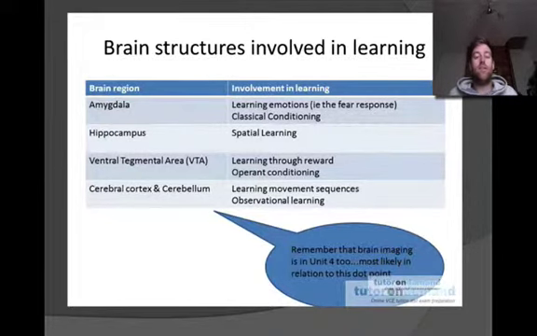The hippocampus is involved in spatial learning. You can remember the rats, and also the creation of long-term potentiation. We also have another area called the ventral tegmental area. Sounds pretty fancy, but you can just call it the VTA. This is the area associated with learning through reward, and learning through rewards is all about operant conditioning.